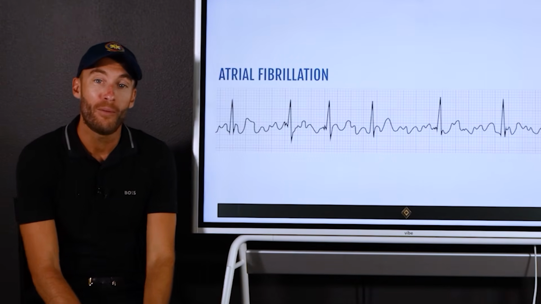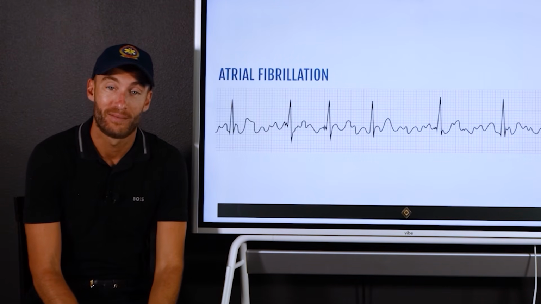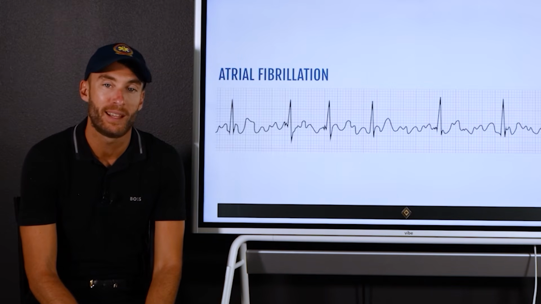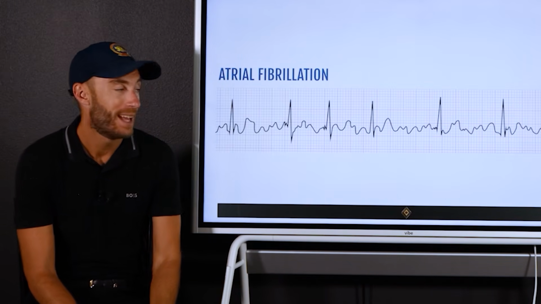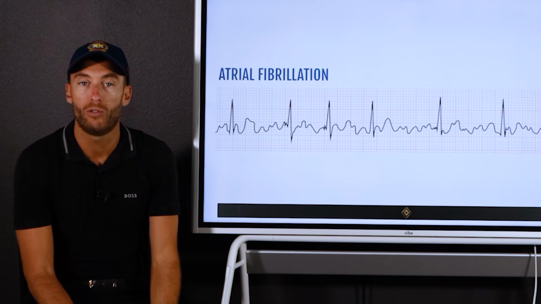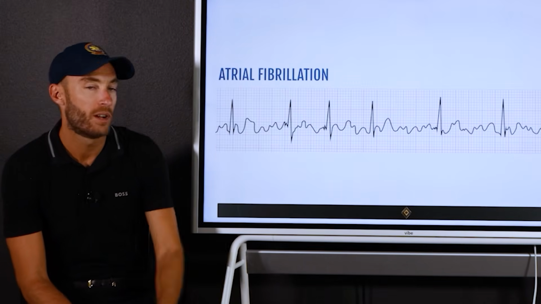If they're stable, we give medications. That would be a beta blocker, calcium channel blocker. Same thing as the A flutter we just talked about. And again, same thing with A fib, 120 joules, around there, synchronized cardiovert.